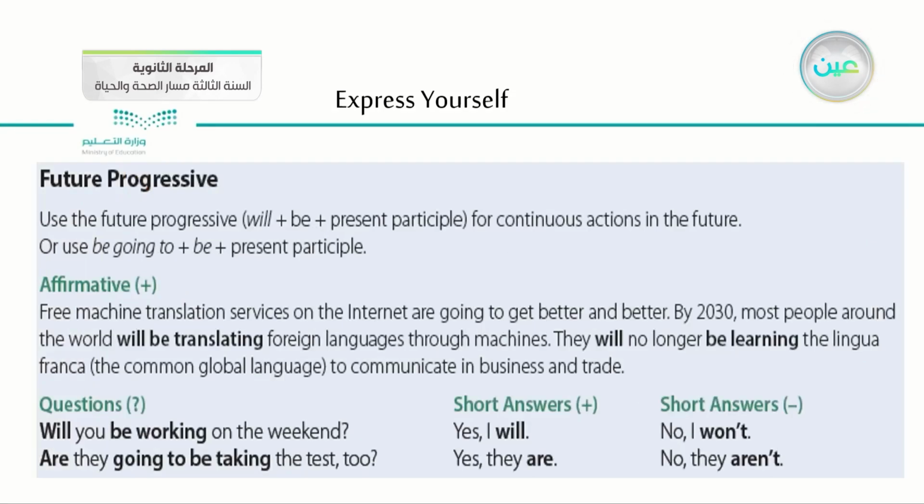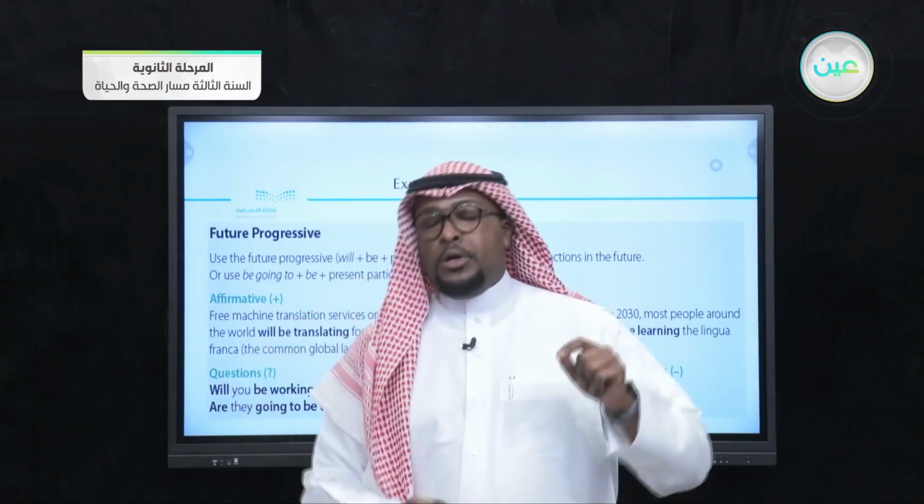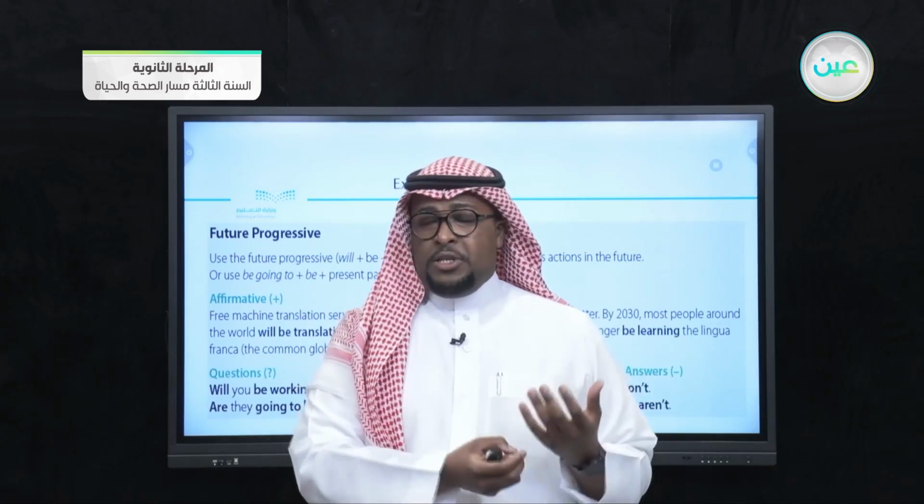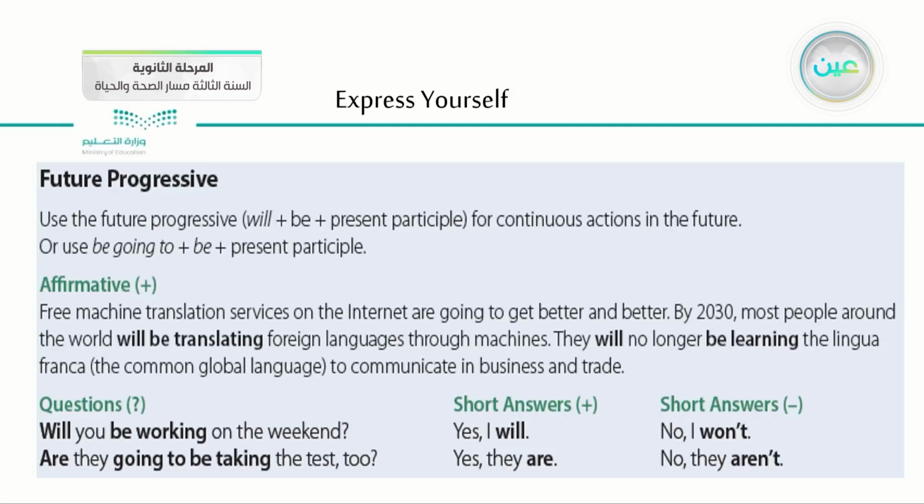Of course, here we have what we call future progressive. It's very important, and of course, it's one of the most important structures. As you see here, this is the form of this structure, which is we use the future progressive, will plus be and present participle. If you still remember, guys, we discussed this in one of our previous lessons, which is the present participle. Okay, we discussed this. So here it's linked with the future. And of course, it's the same with going to plus be and present participle.